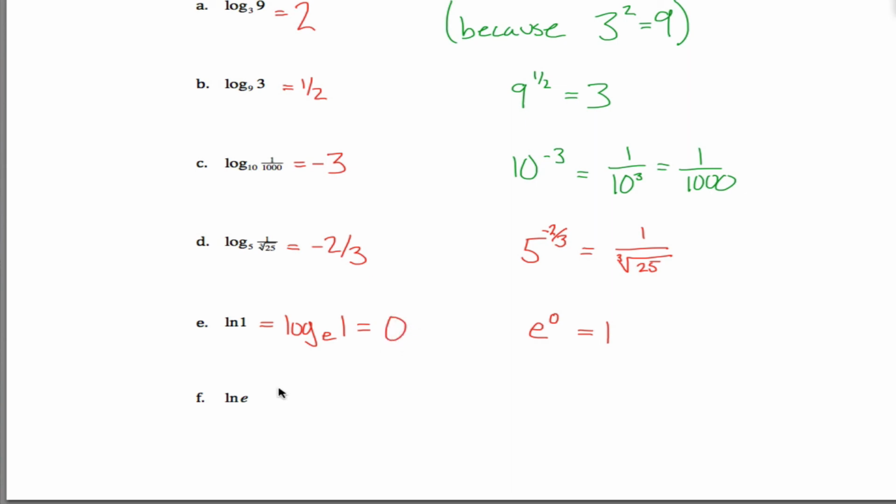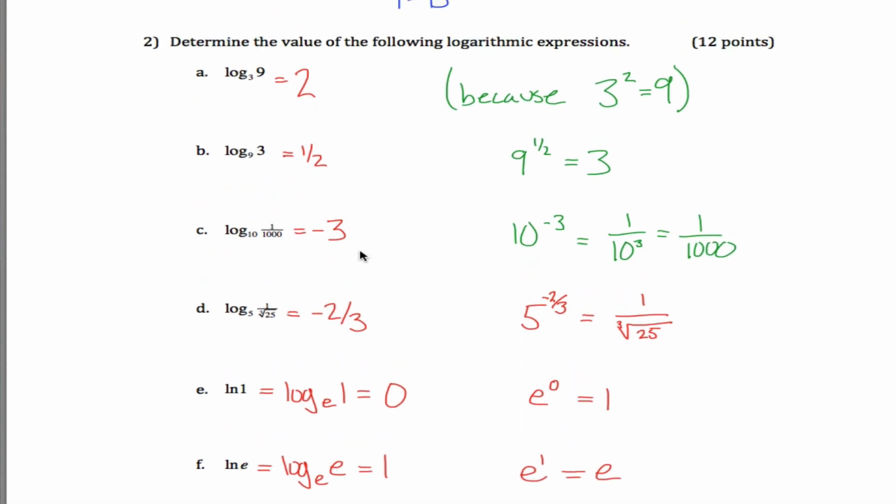So therefore my answer over here is 0. Finally, natural log of e, this is saying log base e of e is what? Well, it turns out it's 1 because it's asking you the question, to what power must I raise e to make it equal to e? Well, the answer is raise it to the first power. That's how you keep it the same. So what you get are these answers over here.